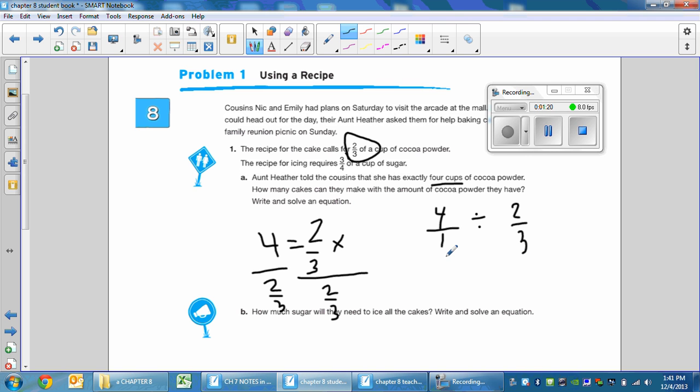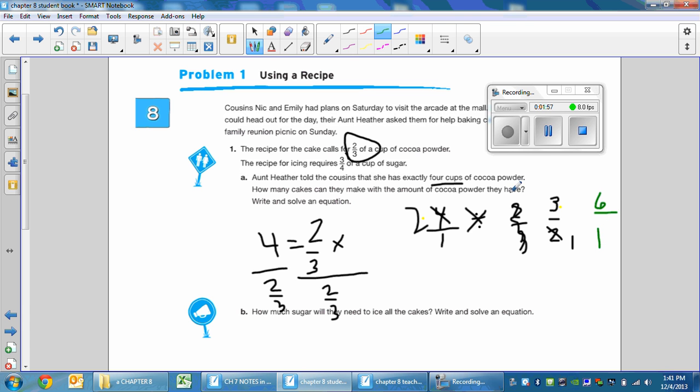So keep 4/1, change division to multiplication, keep, flip, change: put the top on the bottom and the bottom on the top. 2/3 becomes 3/2, and then we'll just multiply straight across, 4 times 3, or if you notice, you could cross reduce here. 4 divided by 2 is 2, 2 divided by 2 is 1. Now we have 2 times 3, and that'll be 6/1. So how many cakes? 6 cakes.